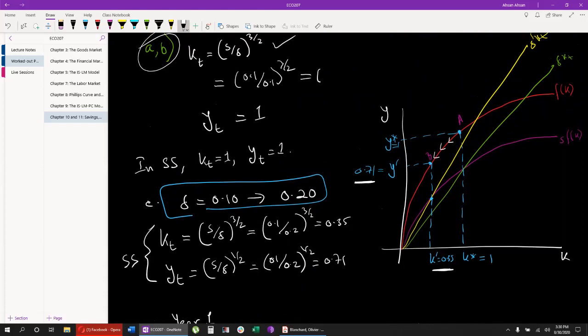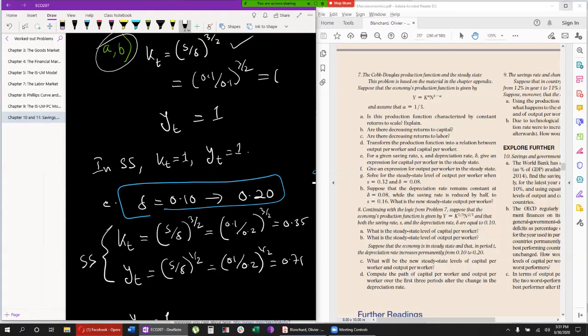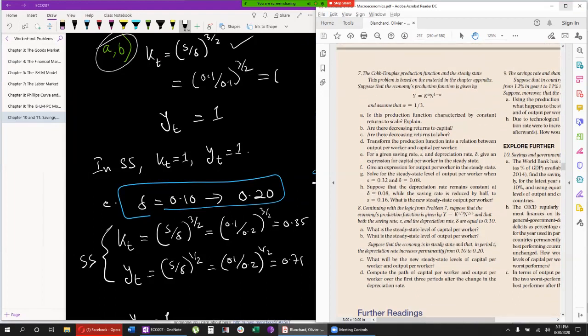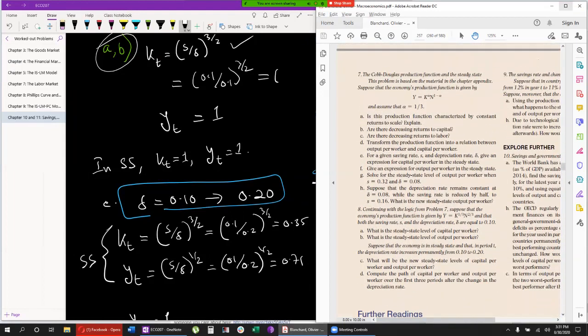Now I don't know how many years that's going to take. 5 years, 10 years, 20 years. But K and Y will continue to fall gradually from A to B. And once we reach B, there will be no more changes. That's the new steady state. All right, so that was part D, and that's it actually. That's all we're going to be doing from this chapter.